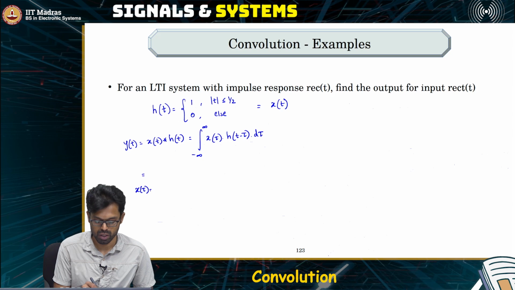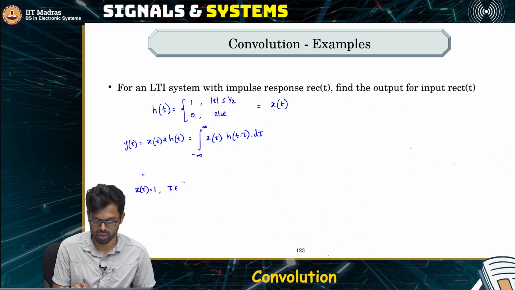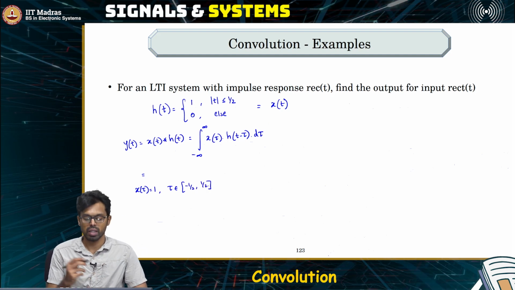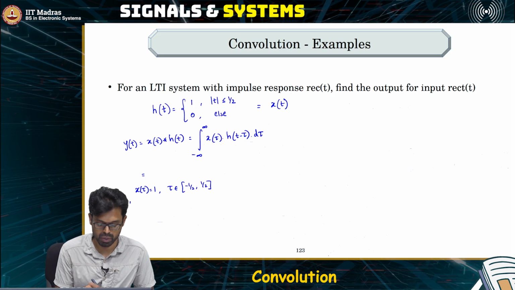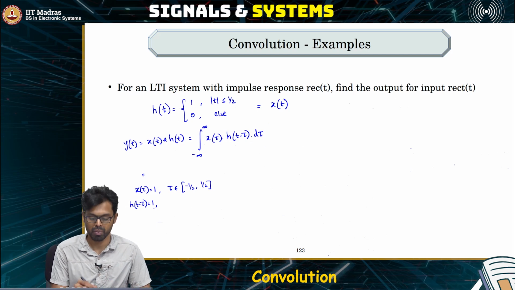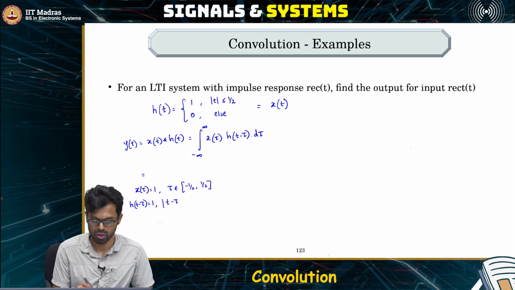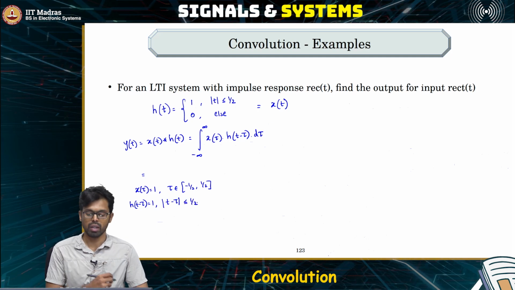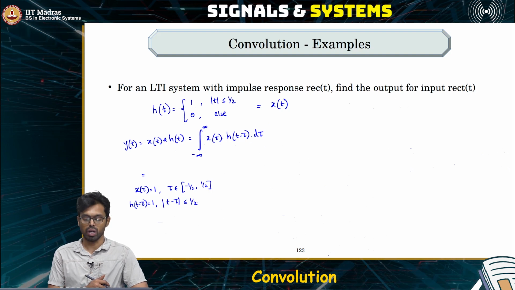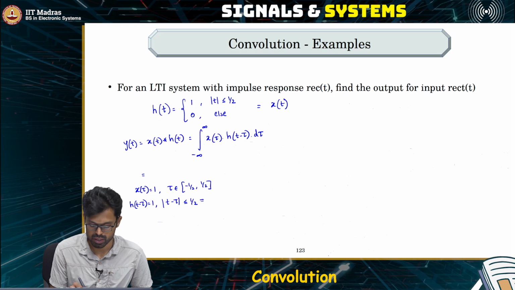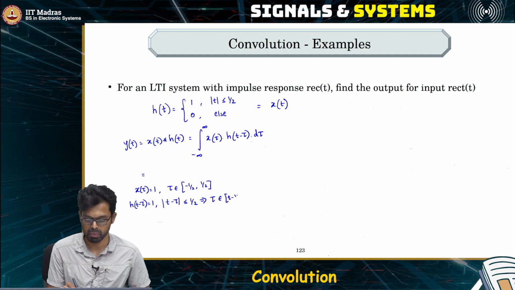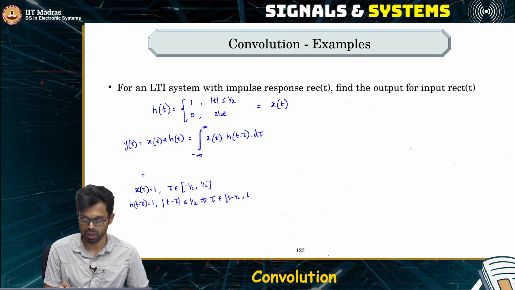X of tau is 1 when tau belongs to the interval minus half to plus half. And what is h of t minus tau? So h of t minus tau is 1 when the absolute value of t minus tau is less than or equal to half. In other words, this means that tau has to be in the interval t minus half to t plus half.